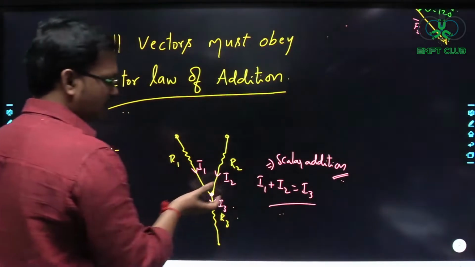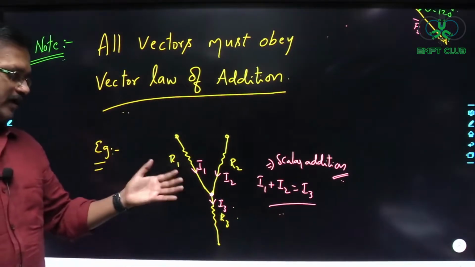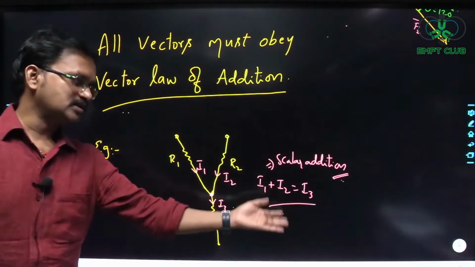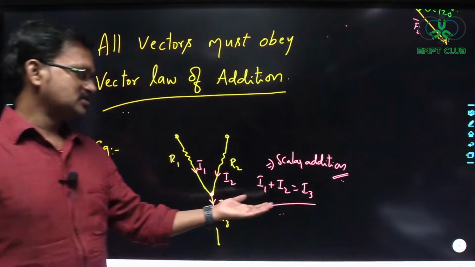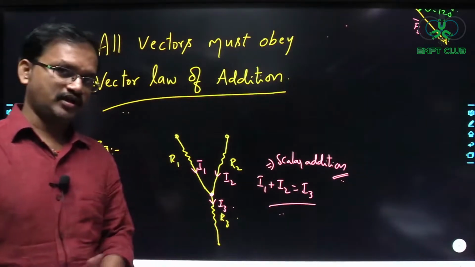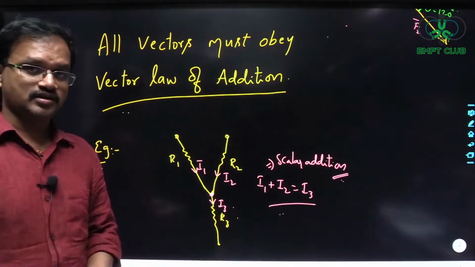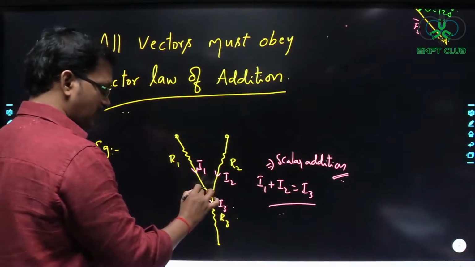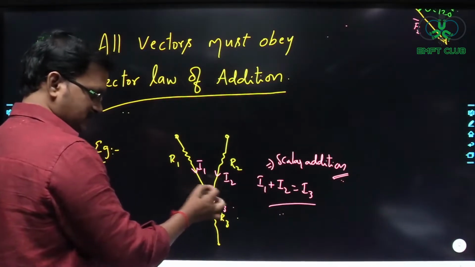It is not vectorial addition. So I can say that the current is what? Here also I am proving that the current is a scalar quantity because it is simply following the scalar addition. It is not obeying the vector addition. Yes or no? Here the addition between these two, I1 and I2, is not depending upon the angle between these two branches. Yes or no?